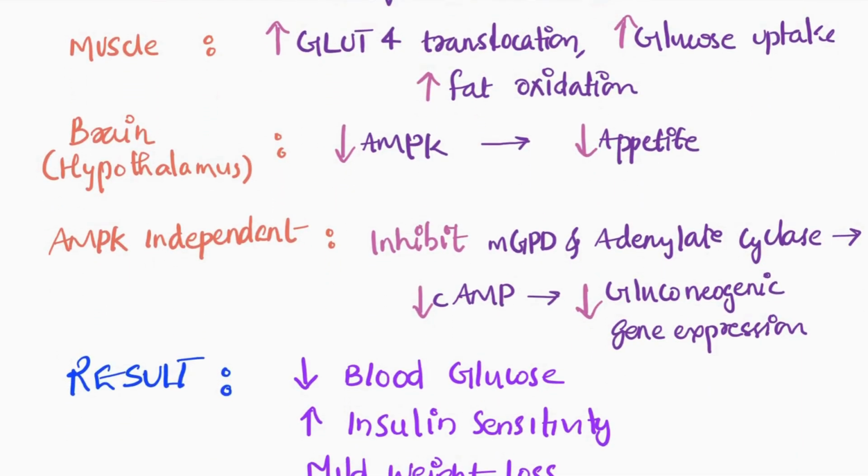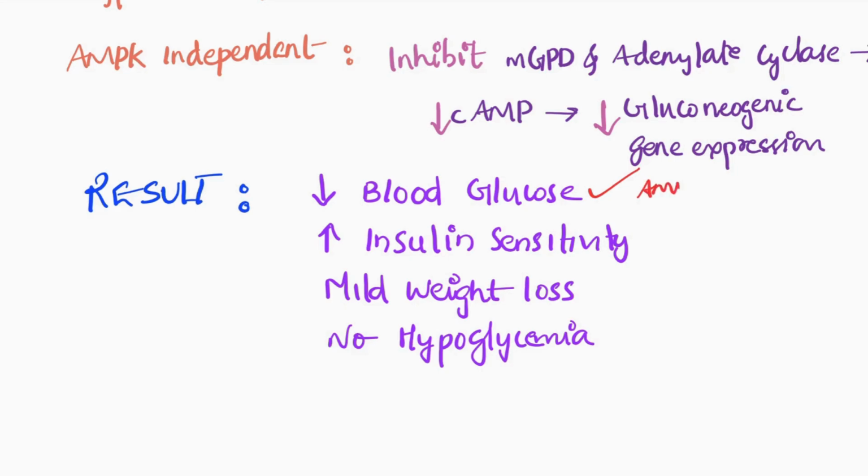The AMPK independent effect of metformin is through inhibiting the mitochondrial GPD enzyme as well as the adenylate cyclase enzyme, which lowers the cyclic AMP levels and reduces the gluconeogenic gene expression. So, the overall effect of metformin is that it lowers the blood glucose level by both AMPK dependent and independent pathways and without causing hypoglycemia. That is the main peculiarity of metformin. It does not increase insulin secretion, but it actually increases the insulin sensitivity, and it also has a mild weight lowering effect too. So, this is the overall picture of metformin's mechanism of action.